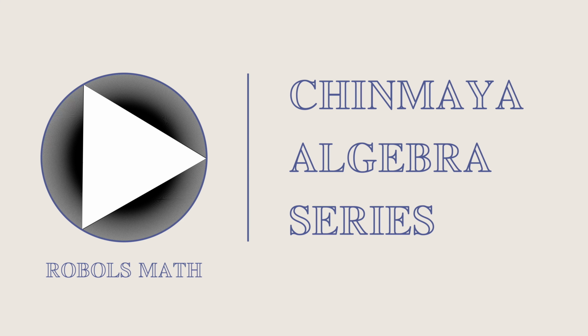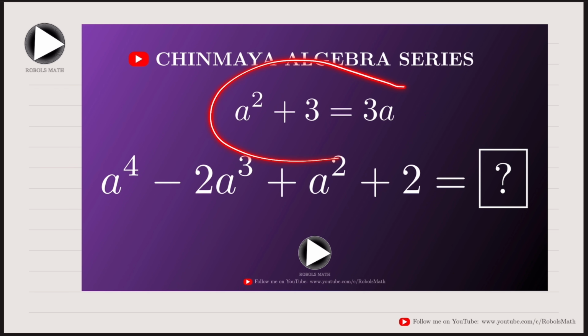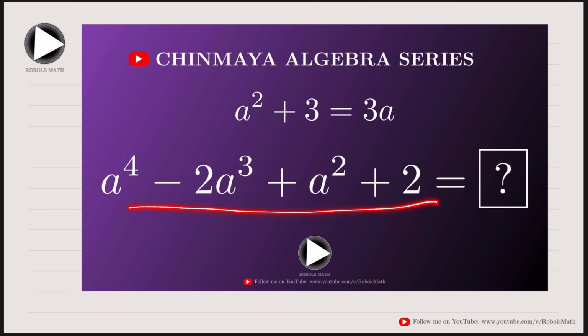This is episode 42 of our Chinmaya Algebra series, and for this video, we are given that a squared plus 3 is equal to 3a, and we're looking for the value of this quartic polynomial, a to the fourth minus 2a cubed plus a squared plus 2.